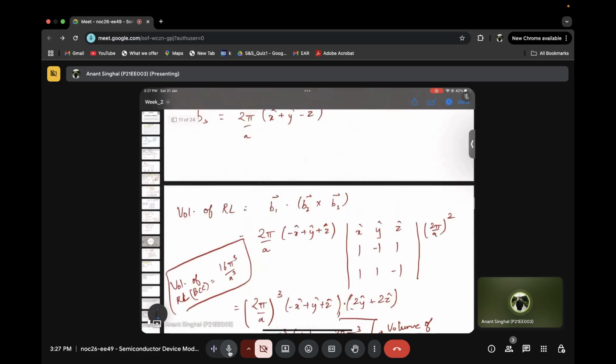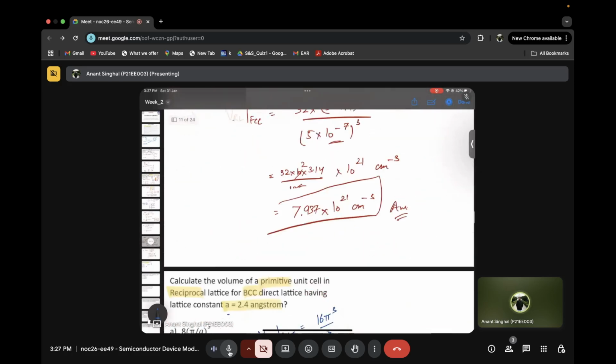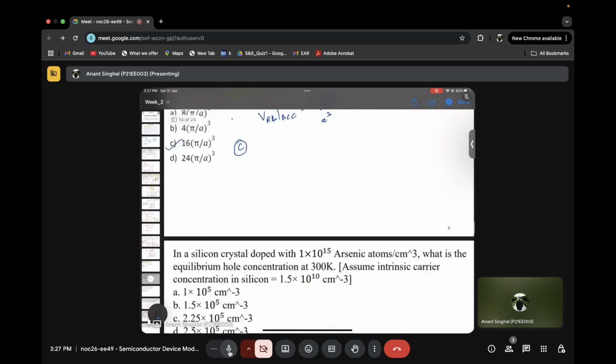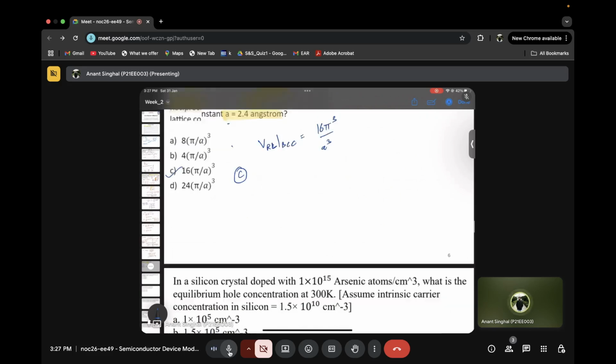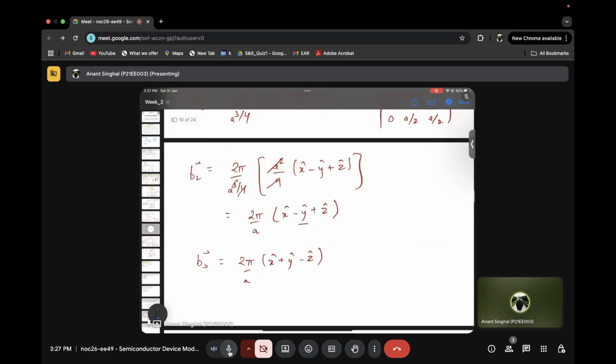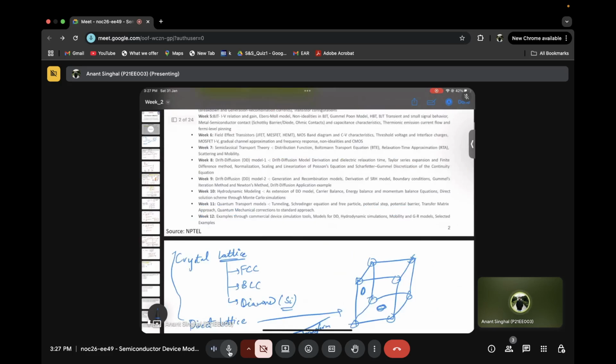You can do the same calculations like we did for the FCC, and you will get to know that the volume of the reciprocal lattice for BCC direct lattice is nothing but 16 pi cube by A cube. You can check this after the class also, or in the lectures given by Professor Vivek Dixit. So this is how we have covered the concept of reciprocal lattice.